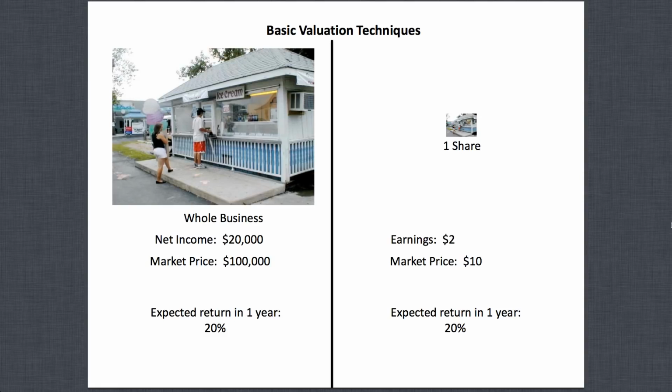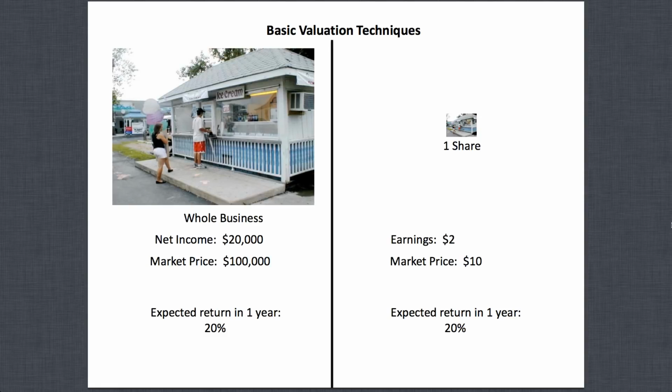Now let's look at the numbers for the one share. When we're looking at that little micro business is how I want you guys to look at it. You'd see that the earnings, and all I did was take those numbers and divide them by 10,000 because that was the number of shares outstanding. So that will represent the value of one share. You can see that the earnings is $2 and that the market price is $10. So my expected return in 1 year is the same thing. It's 20%.